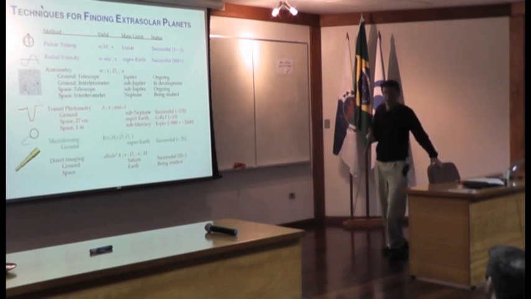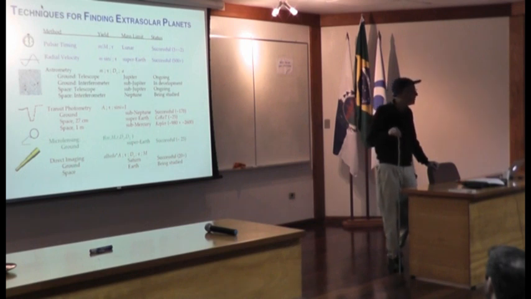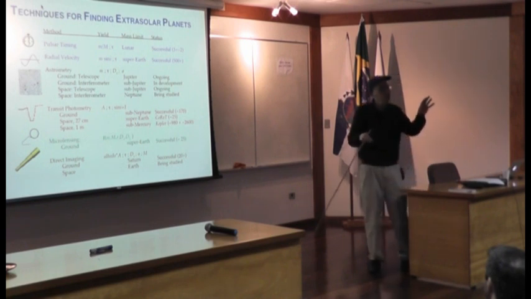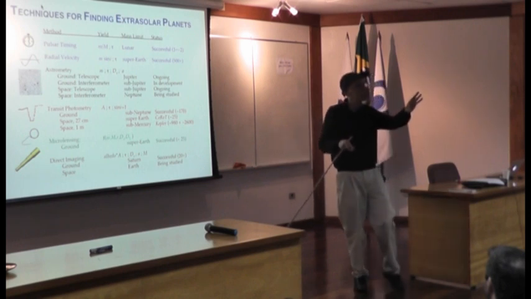Microlensing is the gravitational bending of light as predicted by Einstein's general theory of relativity. And what's going on is you have a very dense star field.